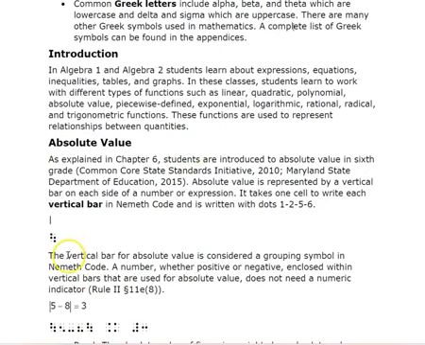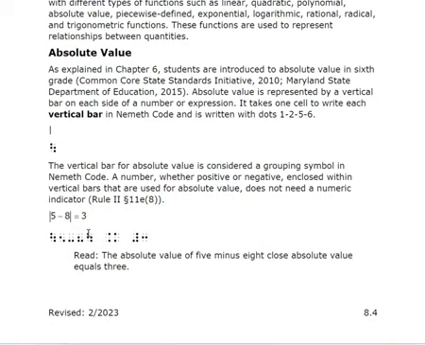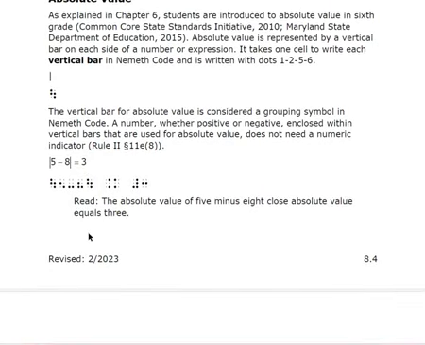All right. Absolute value. We have an example in here. It's considered a grouping symbol. We don't need a number sign inside or outside the vertical bar. So we're looking at the absolute value of 5 minus 8. So we do a vertical bar, 5 minus 8, no number signs, vertical bar. Space equals space 3.